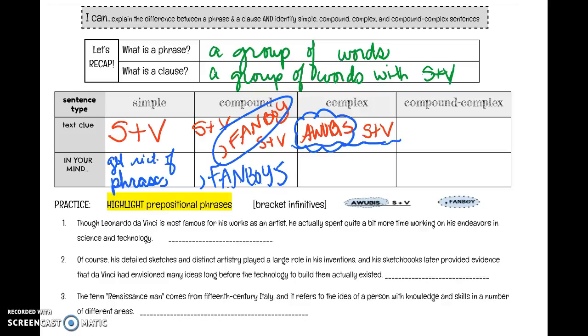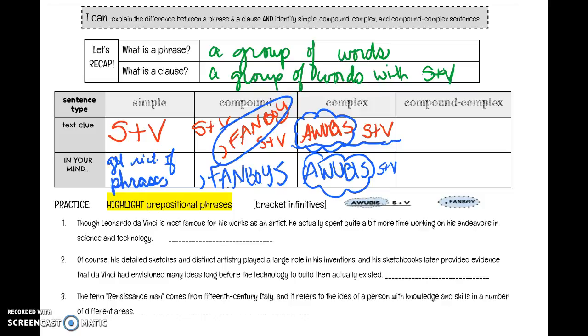The big thing to remember here is that subject and verb, because sometimes some of our AWUBIS look like prepositions, like after and before. And if it just has a noun after it, then we know it's a phrase. But if it has a subject and a verb after it, then it's a clause. So in our mind, the big idea, what are we looking for, is that AWUBIS with a subject and a verb after it. And find that AWUBIS and determine if it's being used as a clause.